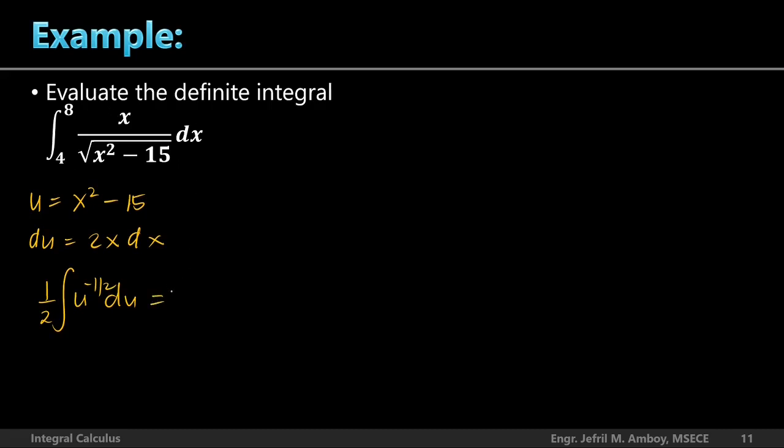'Di ba? So pag inintegrate natin yan, ang sagot is 1/2 times u to the negative 1/2. Negative 1/2 plus 1 is 1/2. Okay, so u to the 1/2. Tapos may multiplier pa na 2. 2 times u to the 1/2. So dito makakancel yung 2. At ibalik natin yan sa original variable na x. So here, we will get u to the 1/2. Or square root of, ano ba yung u natin? X squared minus 15. At ito ang evaluate natin from 4 to 8.